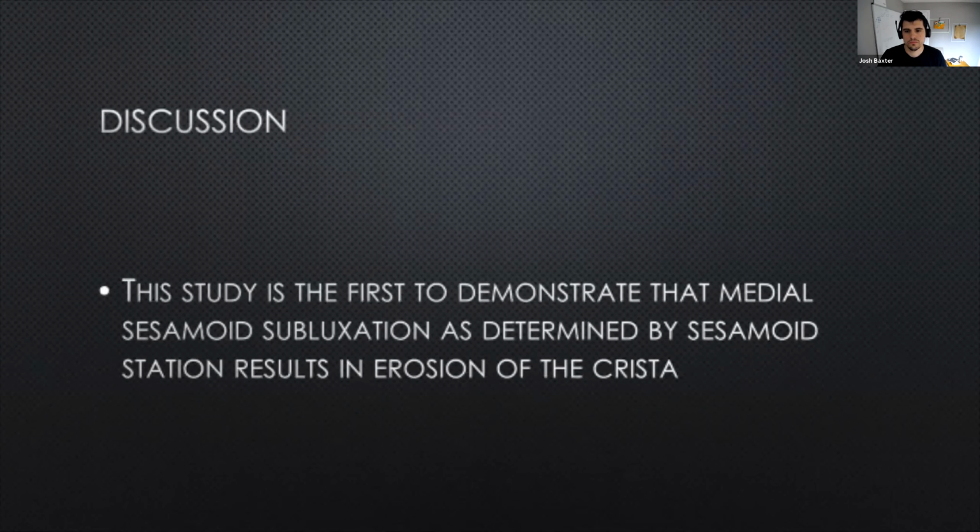Operative outcomes and early detection of HV offer possible implications for the importance of crista erosion and sesamoid malposition. This study is the first to demonstrate that medial sesamoid subluxation, as determined by sesamoid station, results in erosion of the crista. This supports the hypothesis that sesamoid subluxation, arthritis, and crista erosion are important components of the HV deformity.